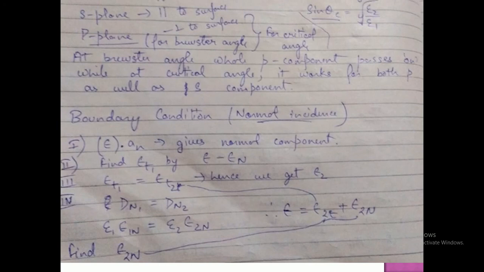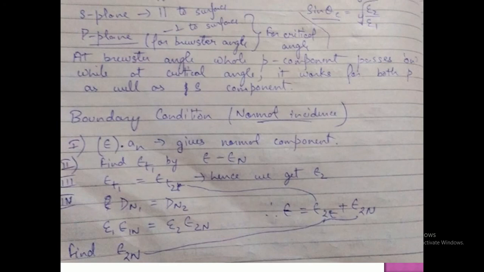As we know that tangential components are equal at the surface, we can get Et1 equal to Et2, and we can find Et2. Why are we finding Et2? Because the electric field in the second medium is E2 equal to E2t plus E2n, normal component plus tangential component. We found the tangential component using the first equation, that is Et1 equal to Et2.